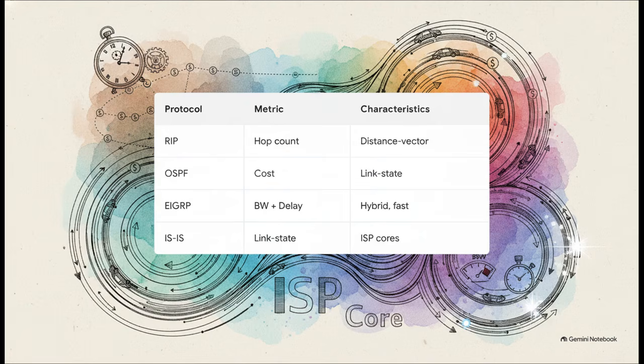EIGRP is this really cool Cisco-developed hybrid protocol that factors in both bandwidth and delay for blazing fast convergence. And then there's IS-IS, another highly scalable link state protocol that's actually the go-to backbone for massive internet service providers. Honestly, for most enterprise campuses today, you're really just deciding between OSPF or EIGRP.